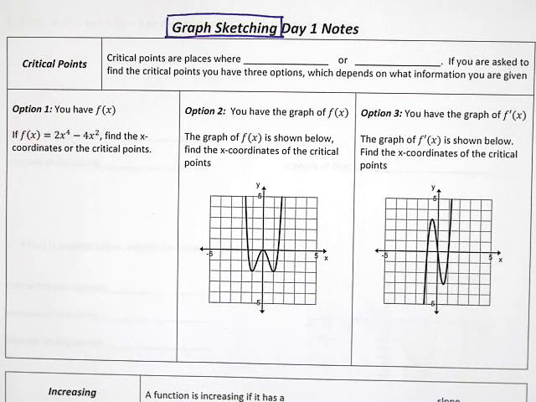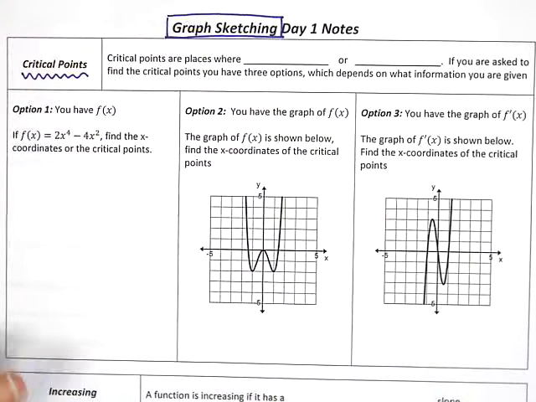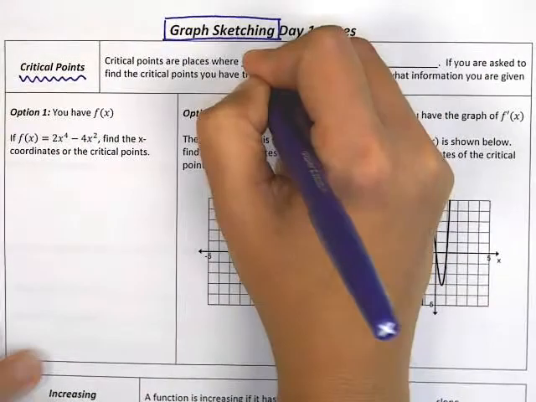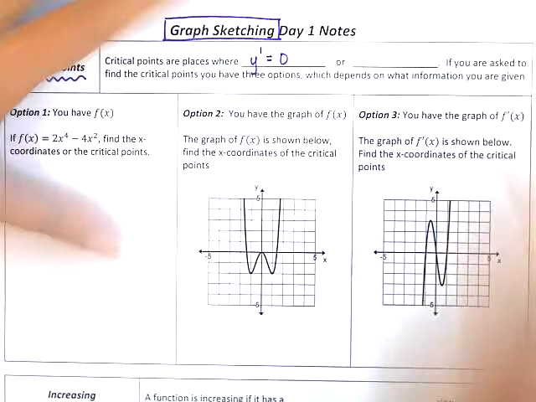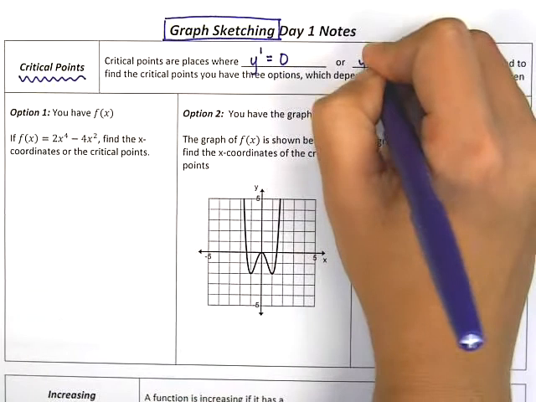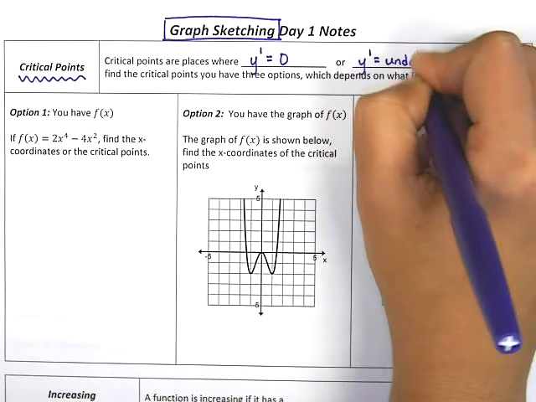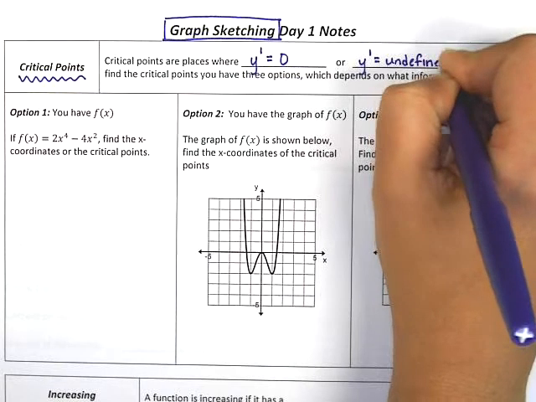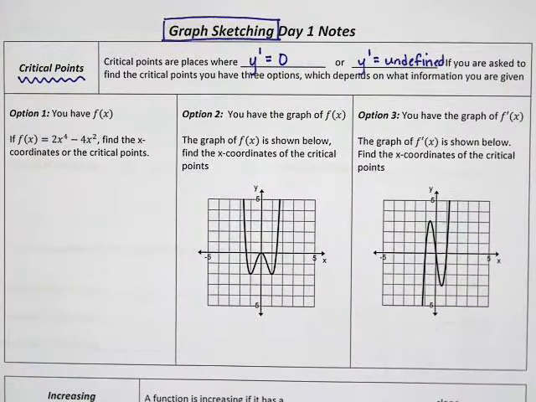So it's a lot of vocabulary and sort of knowing how to look at graphs and look at equations in a different way. The first vocabulary word of this chapter is critical points. In calculus, critical points are the places where y prime, or the derivative of a function, is equal to 0, or the places where y prime, or the derivative of a function, is undefined. If you are asked to find the critical points, you have three options, which depends on your given information.